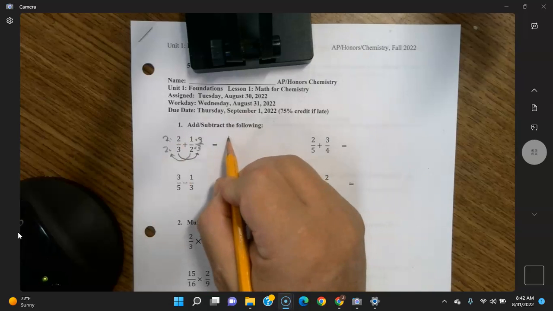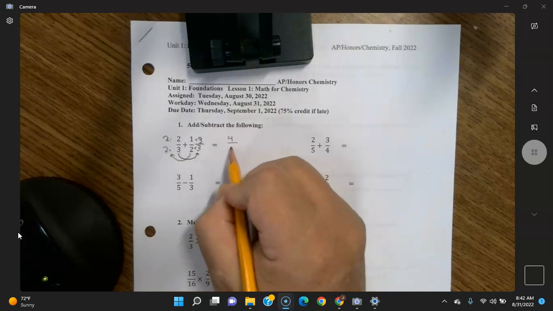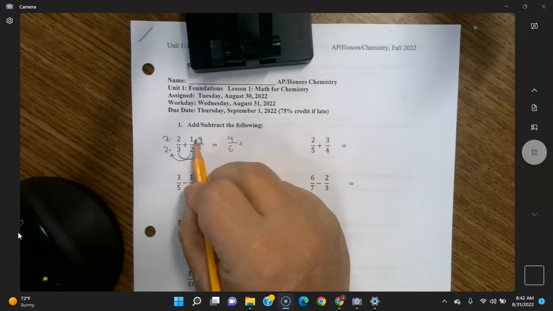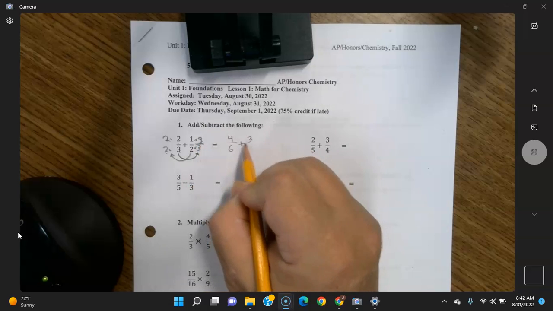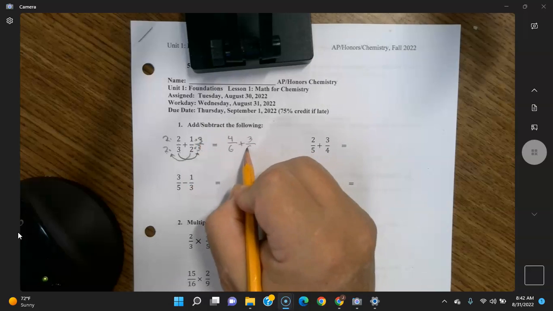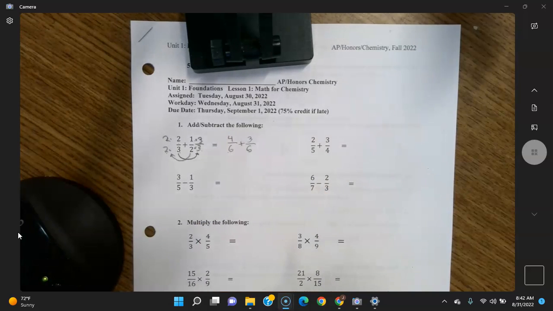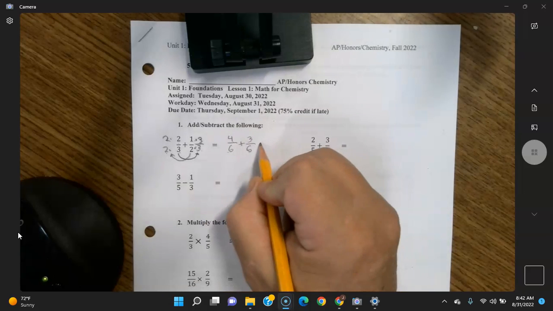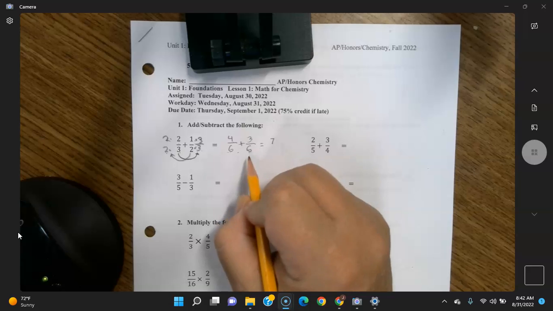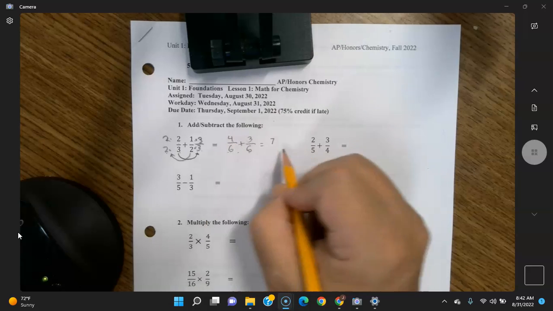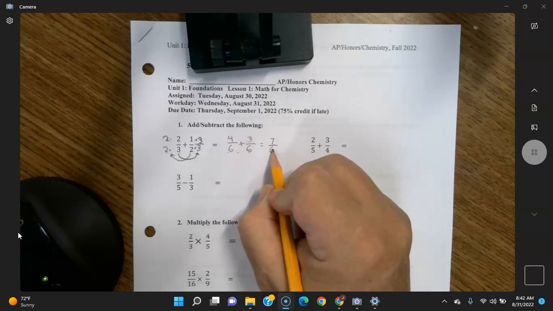2 times 2 is 4, 2 times 3 is 6, plus 1 times 3 is 3, and 2 times 3 is 6. The whole object is to get a common denominator, the same number on the bottom. You must do that in order to add or subtract a fraction. So now it's simply 4 plus 3 equals 7, and the 6, the denominator, does not change. You only add the numerator part of it, and there it is.